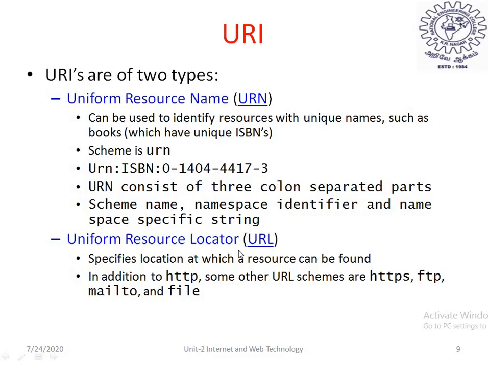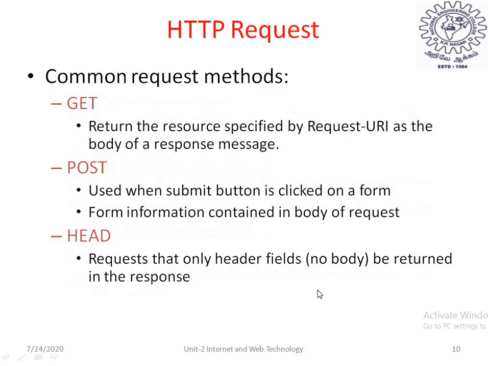Another one is the uniform resource locator. It specifies the location at which a resource can be found. So it is a link, where you can find out where the resource is available. In addition to HTTP, some other URL schemes are HTTPS, which is used for security purposes, FTP, mailto, and file.